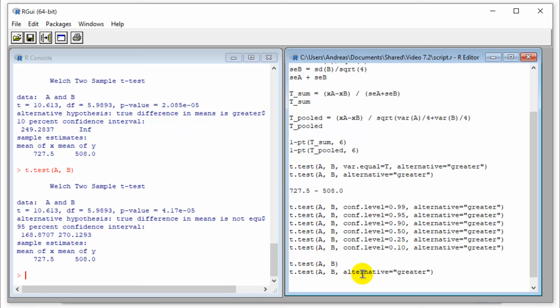If we run the same command with alternative equals greater, in that case my p-value doubles and my lower limit gets raised considerably. Here I can be 95% sure that it's 168 greater, but now just by having an a priori expectation, that increases to 179. That's simply because I don't have to look at the other end of the tail, so I don't consider that variety A could also be smaller. If I know in advance that the treatment is supposed to be an improvement, then definitely do a one-sided t-test because it doubles your statistical power.